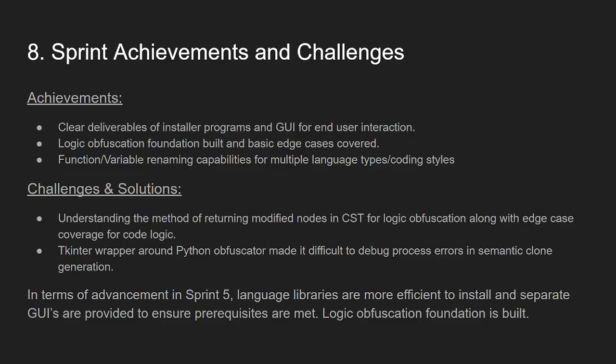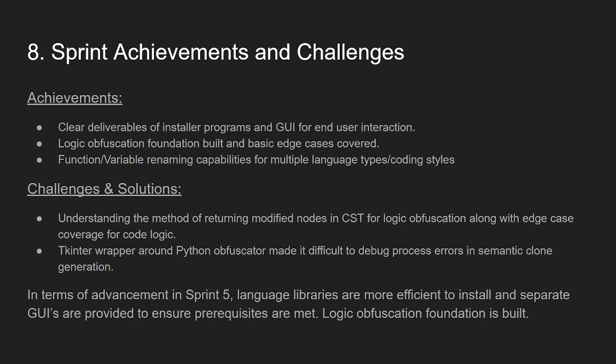So I'm going to be covering the sprint achievements and challenges from Sprint 5. Some of the achievements we made for Sprint 5 were there was a clear deliverable of installer programs and GUI for end user interaction. So this was the Argos package installer as well as the Python obfuscator graphical user interface. A logic obfuscation foundation was built and the basic edge cases were covered, so that will be further implemented in the next sprint. And then function and variable renaming capabilities for multiple language types and coding styles. So that's the Argos installer package, and that's the implementation that Sam worked on.